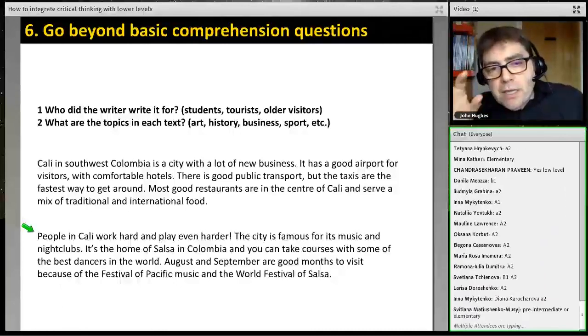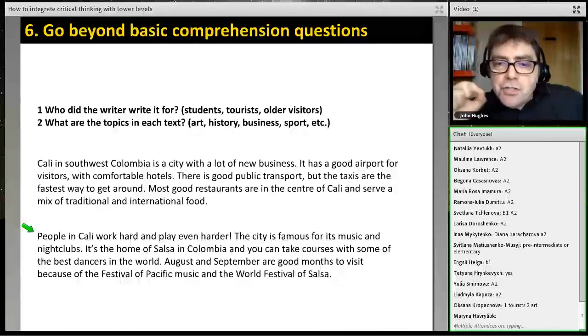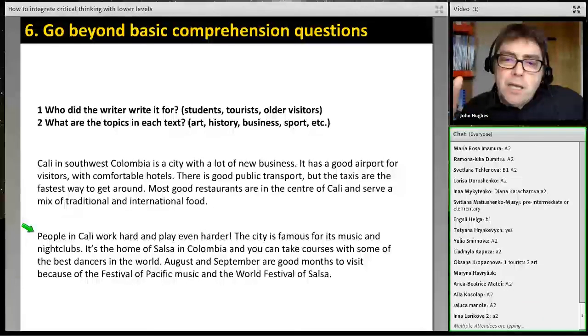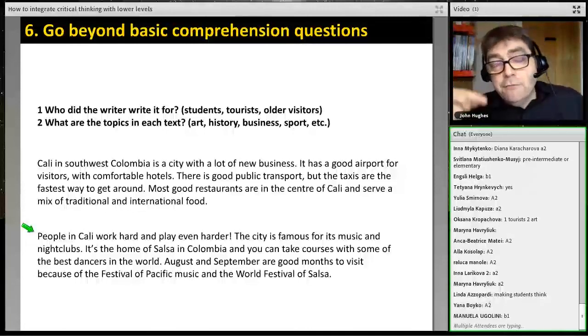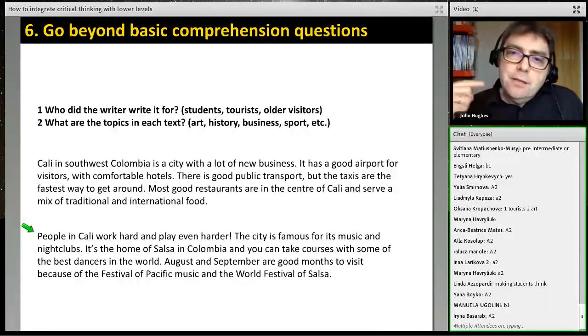And what we're doing here is we're taking quite low-level texts, and instead of giving fact-checking comprehension questions, we're getting students to compare two different texts about the same place. And what students are doing is learning how to write a text for the reader, because quite often when students write texts, they don't think about the person that they're writing for.